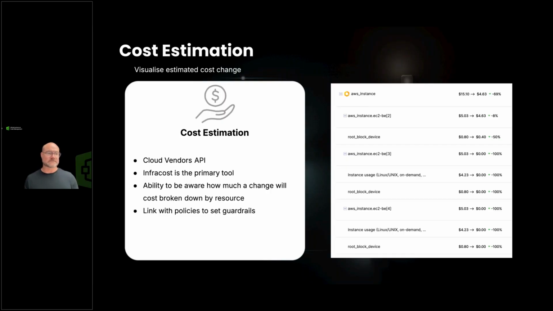We'll talk a little next about policies, but this output could also then be plugged into the likes of OPA to then be able to set further guardrails around your maximum spend or maybe some sort of percentage increase that is allowed.